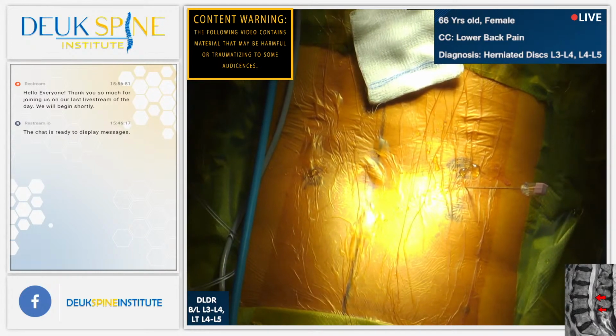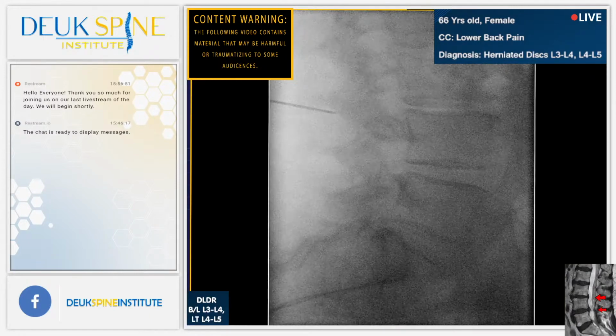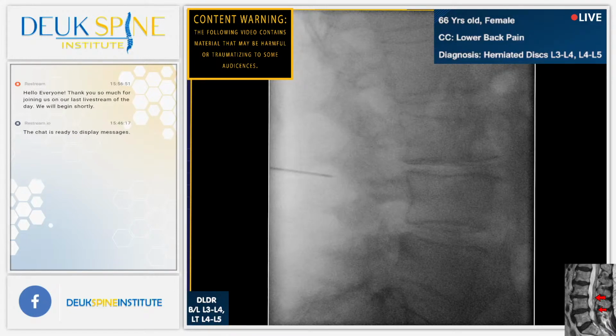All right, so 5, 4, 3. Looks like we're a little higher than we should be. You agree? So can you make 3, 4 lined up for me there, Jordan? We're going to adjust our X-ray so that we have a better view. All right, that looks good. 5, 4, 3. You agree? That is a big foramen, huh?